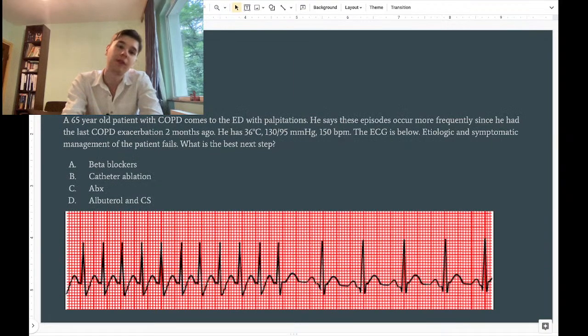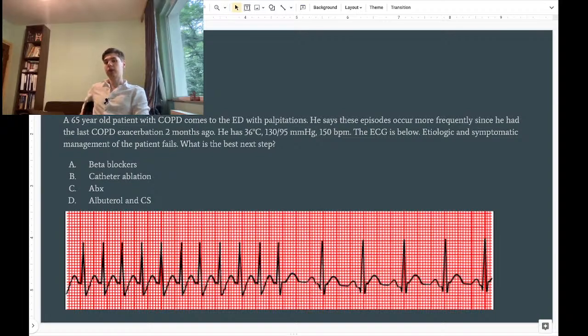Now we have a 65-year-old patient with COPD. He comes to the ED with palpitations. He says these episodes occur more frequently since he had the last COPD exacerbation 2 months ago. He has 36 degrees Celsius, 130/95, and 150 beats per minute. The EKG is shown below.